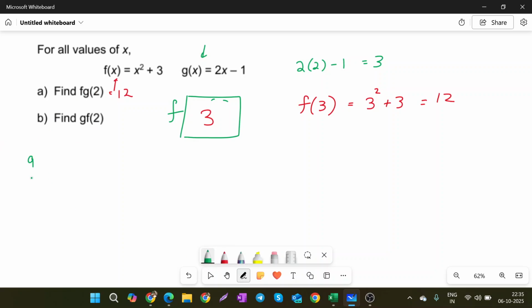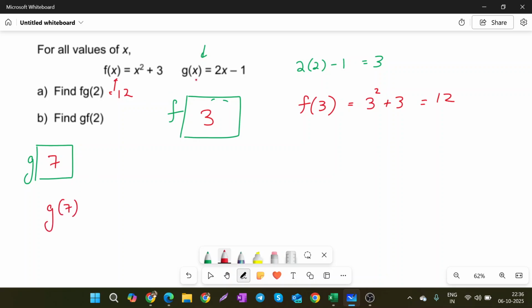Part B is gf of 2. So we're going to do f of 2. We're going to go to your function f and then replace x with 2. So that would be 2 squared plus 3, which is 4 plus 3. So that's 7. Now we're going to do g of 7.